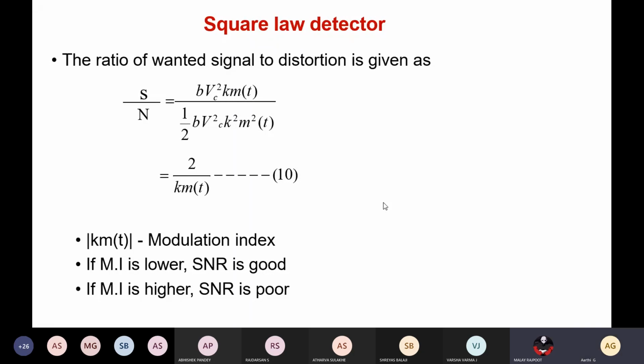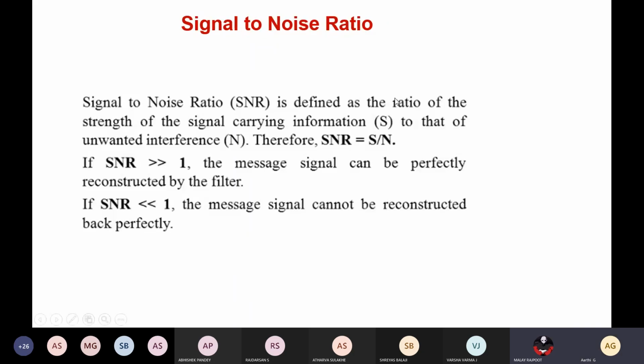Generally we define the SNR, signal to noise ratio, as the ratio of the strength of the signal carrying information to that of the unwanted interference, or we can take some distorted wave. If SNR is greater than 1, then the message signal can be perfectly reconstructed by the filter. If SNR is high, then we can perfectly reconstruct at the demodulator side. If SNR is less than 1, the message signal cannot be reconstructed back perfectly. So SNR should generally be high, and we have to have a proper balance between the SNR and the modulation index.